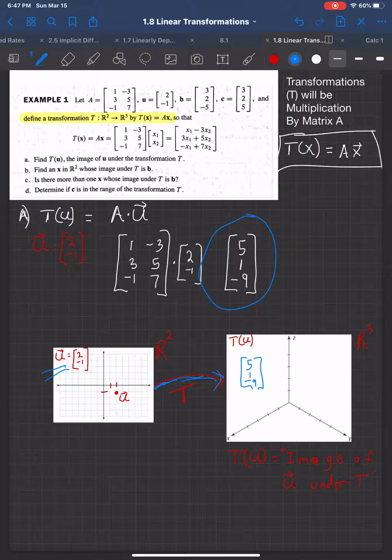This will be a little bit hard to draw. I have a three-dimensional axis here, but I don't have access to the negative numbers. But I think you can imagine where we would be going: 5 in this direction, then 1 in this direction, and then in the negative direction of z, 9 places. All of that to say, that 5, 1, -9 is just a vector, but it is the image of vector U under T. So this is T of U. Ready? Let's go to the next one.